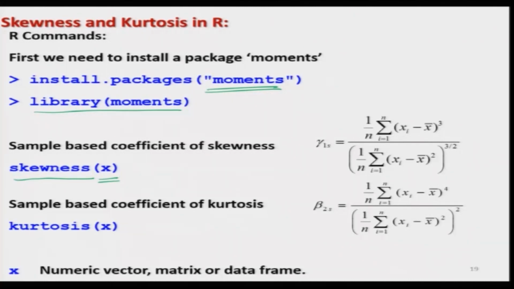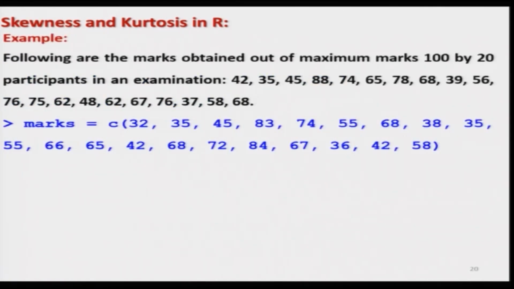And similarly, the sample based coefficient of kurtosis can be obtained by the command kurtosis, KURTOSIS, and inside the parenthesis write down the data vector x. This data vector can be a numeric vector, matrix, or a data frame also. But what you have to keep in mind is that R computes the gamma coefficient for the coefficient of skewness, and it computes the beta coefficient for the coefficient of kurtosis. That you have to keep in mind while interpreting the data.